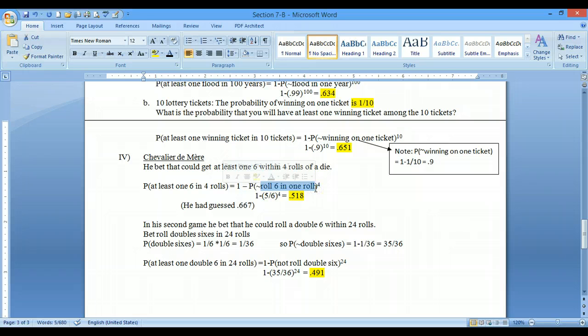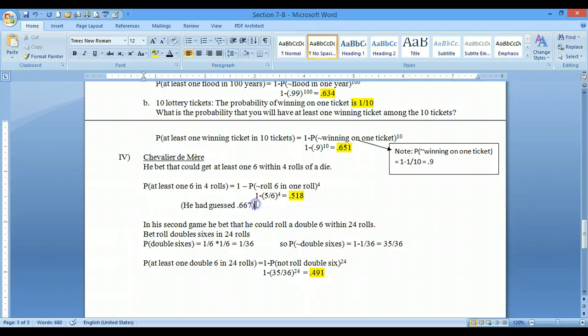So rolling a 6 happens 1 out of 6 times, so not rolling a 6 would be 1 minus that, or you could just count that there are 5 other options to not getting a 6. So I have 1 minus 5 out of 6 raised to 4 trials. Again, you can use your calculator or Excel and get 0.518.